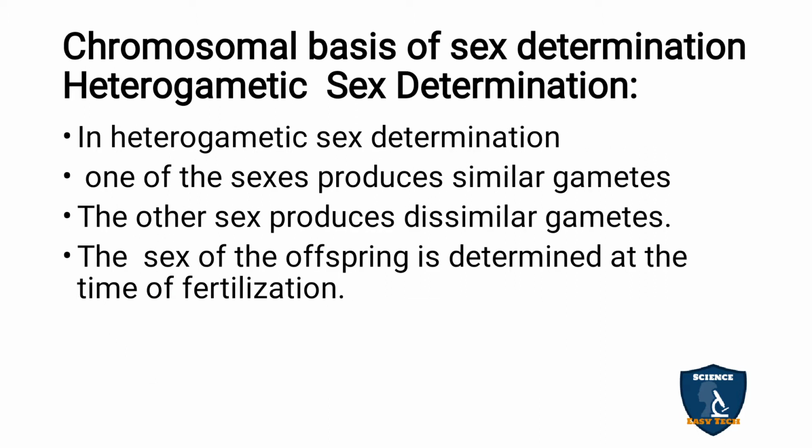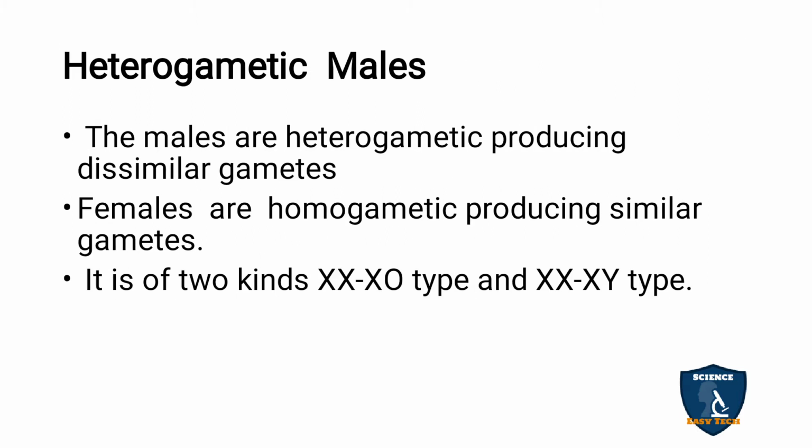Chromosomal basis of sex determination. Heterogametic sex determination: one of the sexes produces similar gametes and the other produces dissimilar gametes. So the offspring's sex is determined at the time of fertilization. In heterogametic males, the male has two different chromosomes, like XO or XY, and the female is homogametic, with similar gametes, XX.